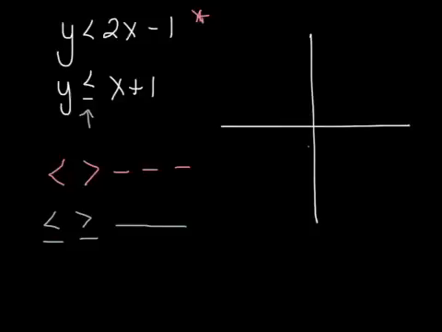My y-intercept is -1, and my rise is 2 over 1, so I'm going to go up 2 over 1, up 2 over 1. And I'm going to graph this one with a dotted line.